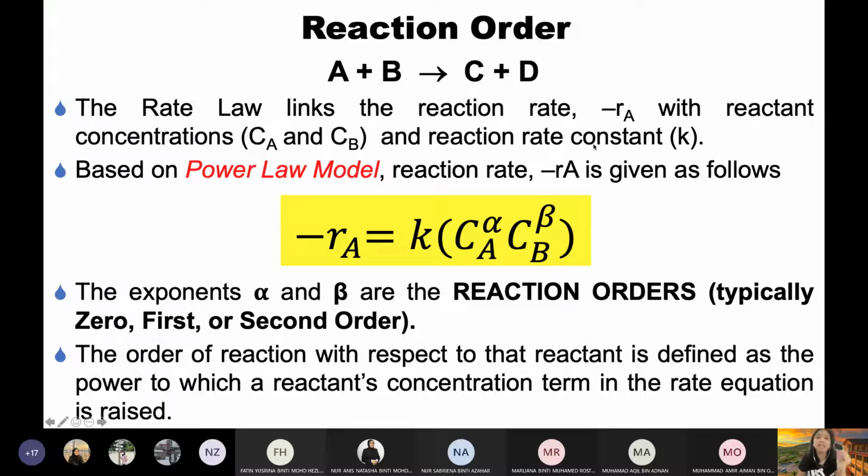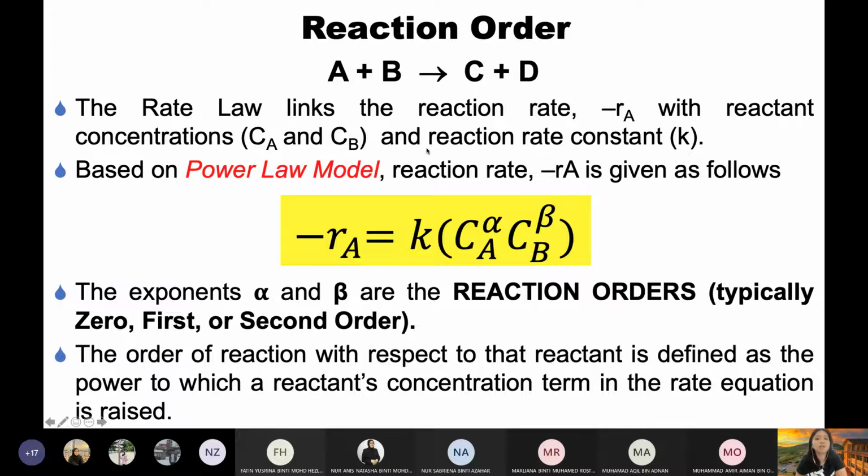And also the reaction rate constant, k. So now you learn one more new parameter, which we call k, the reaction rate constant. Minus rA is the reaction rate, and k is the reaction rate constant. You must distinguish these two. So how do we correlate all these? Hence, we use the power law model.